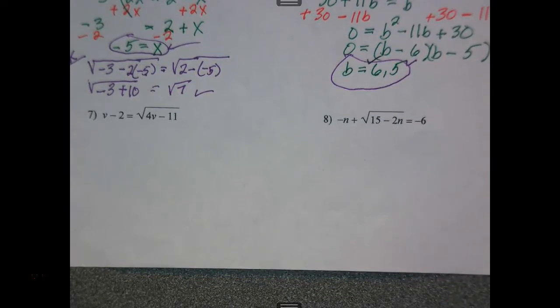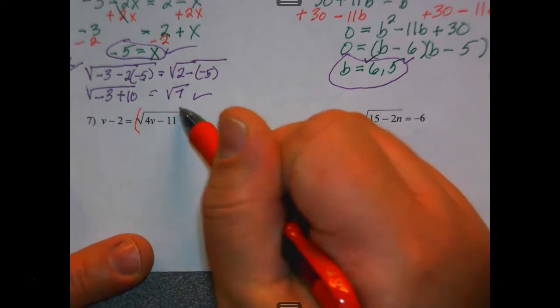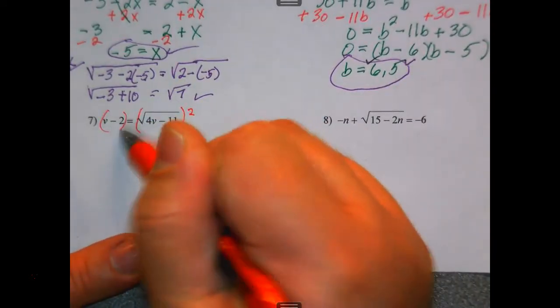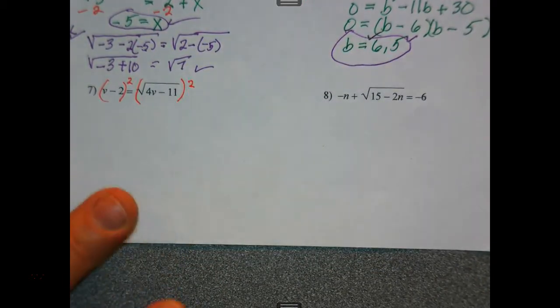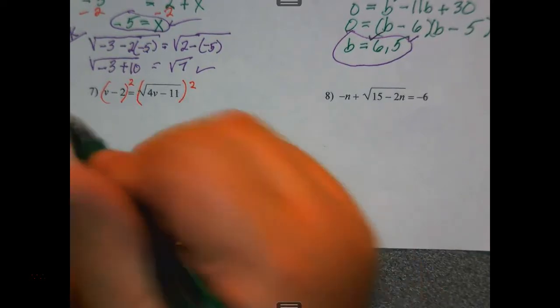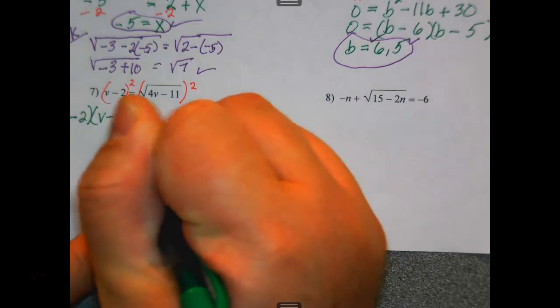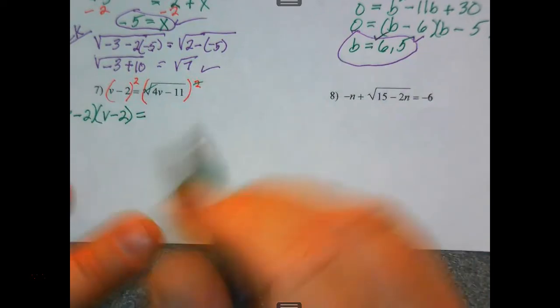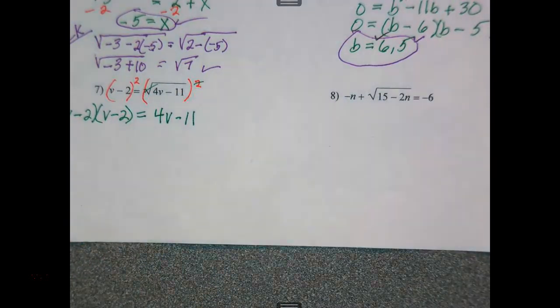Number 7. Ooh, this one's even funner. Okay, what do I do here? I have to raise it to the power of 2, right? This is funner and longer because it's harder. So I have v minus 2 times v minus 2 equals, this cancels out that. I think it is 5 and 3, 4v minus 11. Now what do I do?